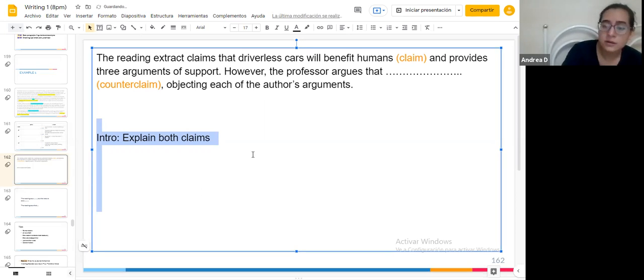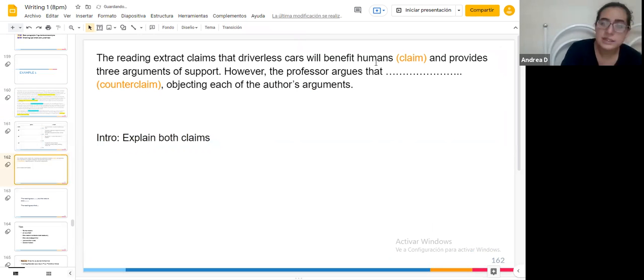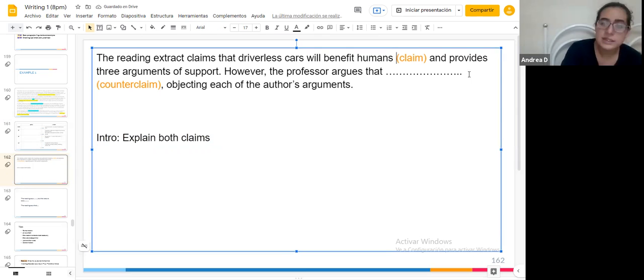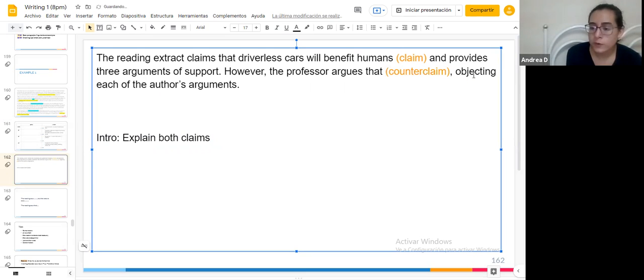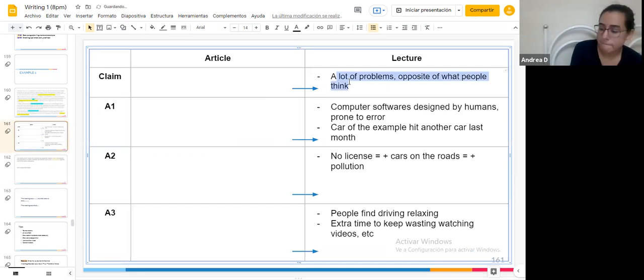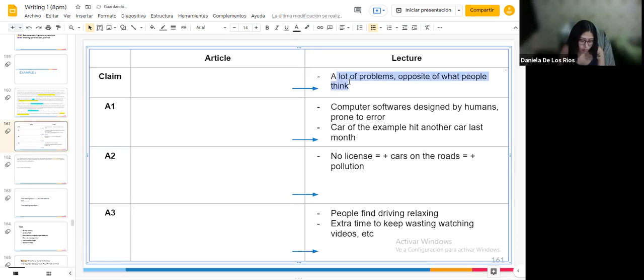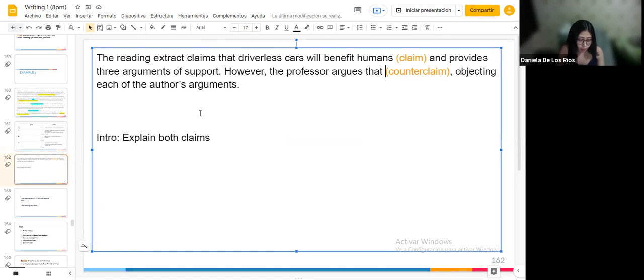So in the intro, don't tell me what the reasons are. So just the claim, okay? So the reading extract claims driverless cars will benefit humans, his opinion, and provides 3 arguments of support. Now, however, the professor argues that. So, Daniela, what would you say for the professor's point of view? This part. The professor thinks the opposite of the idea because he thinks that it will be more problems than solutions.